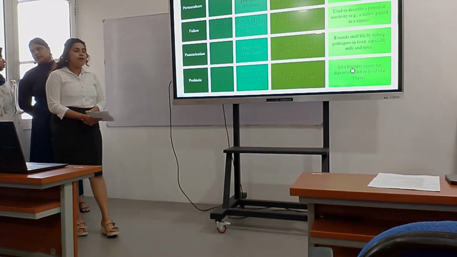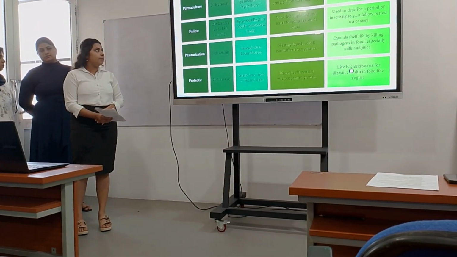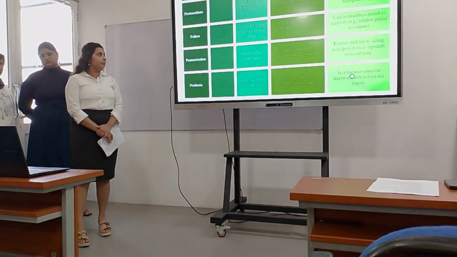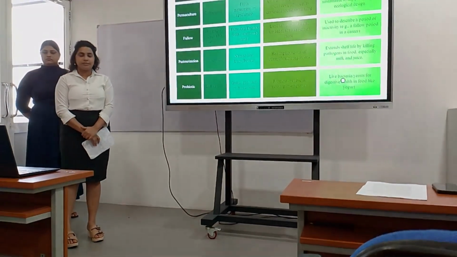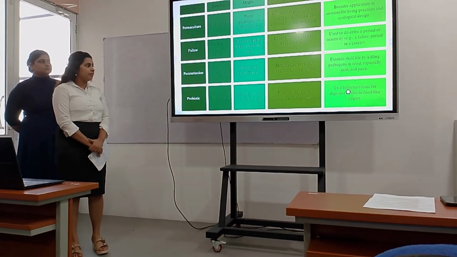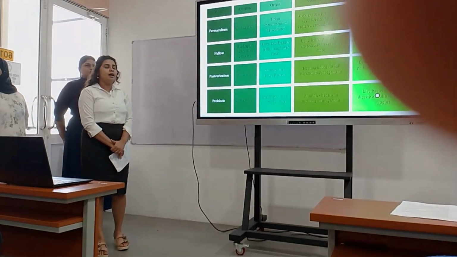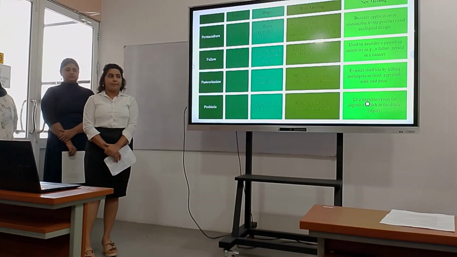And the next word, pasteurization. This word comes from the 19th century. The word origin is named after Louis Pasteur. The root meaning is heating liquids to kill harmful microorganisms.